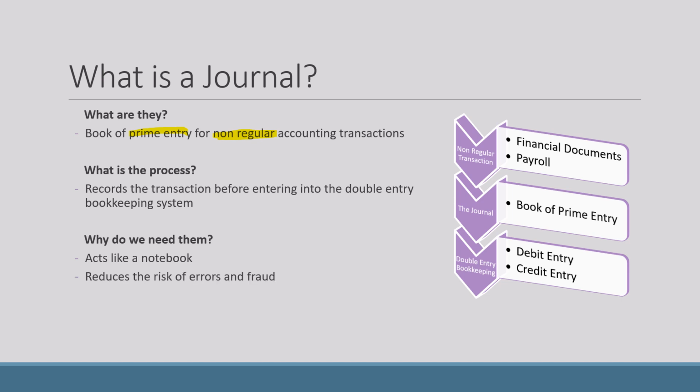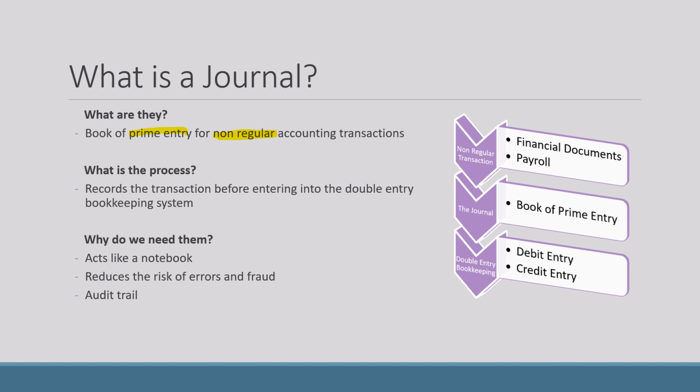It reduces the risk of errors and fraud. So in a lot of companies, journals will have to be approved by managers before they're actually entered. So this means that they're not only going to be checked for accuracy, but it also means that the risk of fraud going through, so therefore fraudulent transactions being put into the accounting system, more likely to be picked up because they're being checked by a manager.